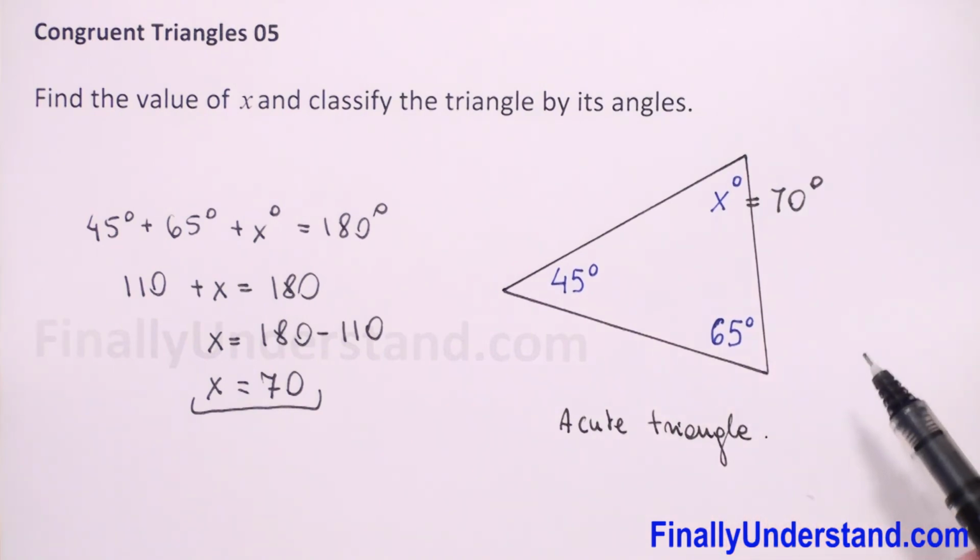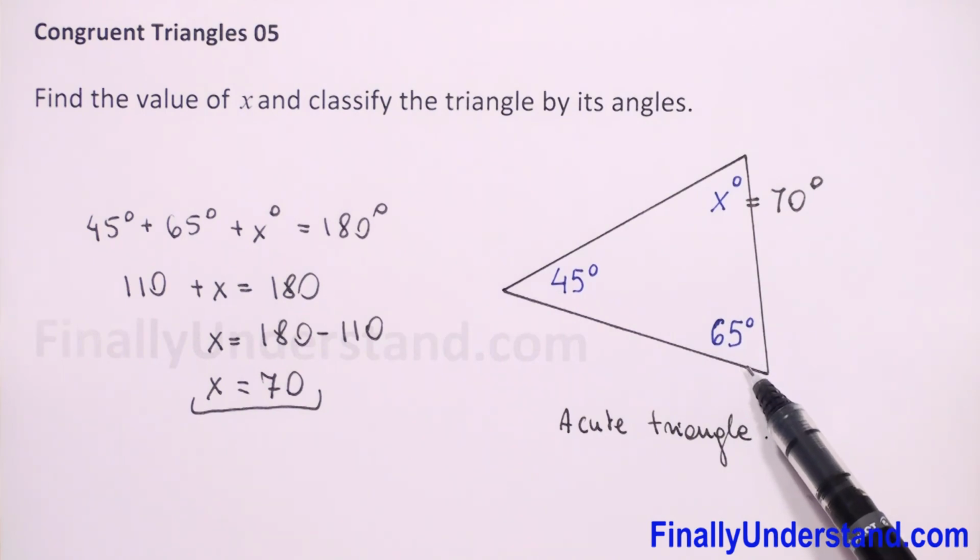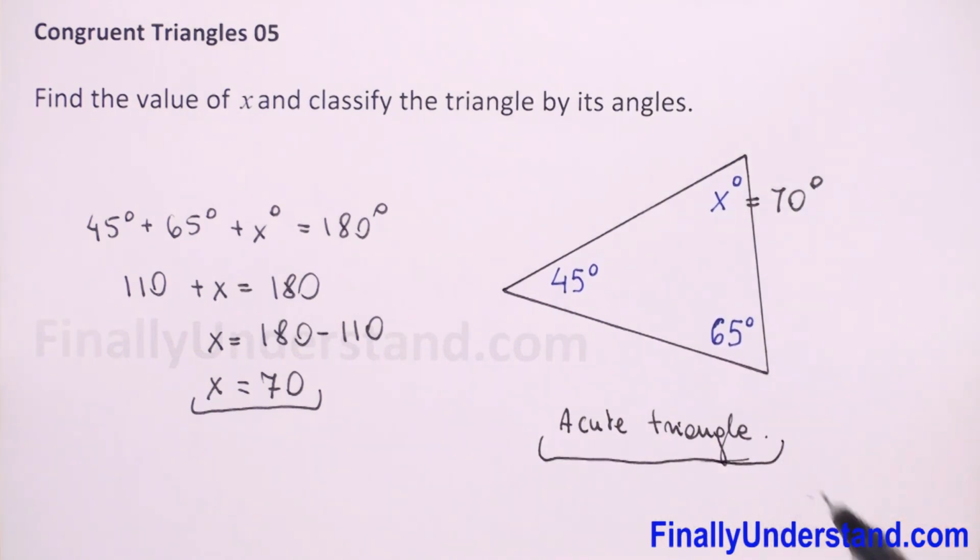Why? One more time, because these three angles are acute angles. That's why we have an acute triangle. This is my solution.